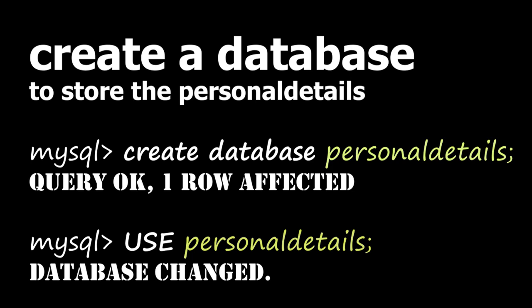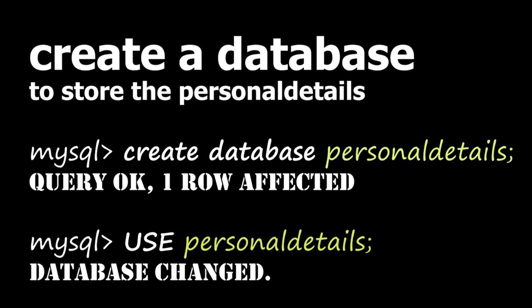Next we have an example to create a database and store the details. Here you see mysql, the greater than symbol, then create database, and then we have to give a name. Here we have given personal details. If the format you typed is correct, it will be accepted as a query. Query OK, one row affected. That means the database has been created. The correct format is: create database, then the name of the database, and at last a semicolon.